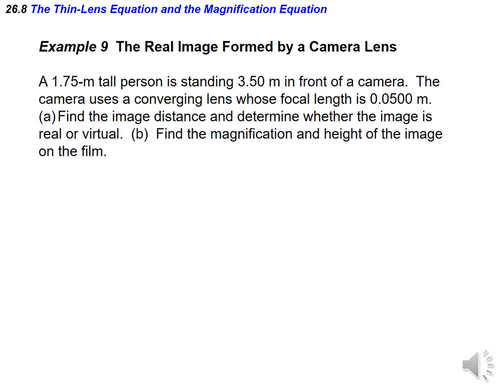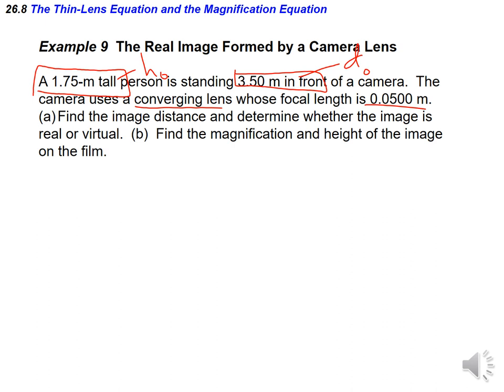So a 1.75 meter tall person is standing 3.50 meters in front of a camera. So 1.75 meters tall, this is the height of the object, is standing 3.50 meters in front of the camera. So we have the given distance of the object. The camera uses a converging lens. So we have a converging lens here, and the focal length is 0.0500 meters. Since we are dealing with a converging lens, the focal length here is positive.